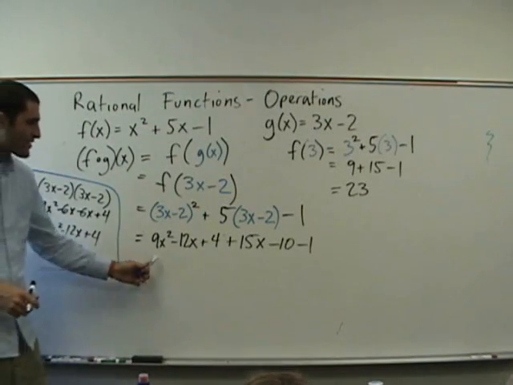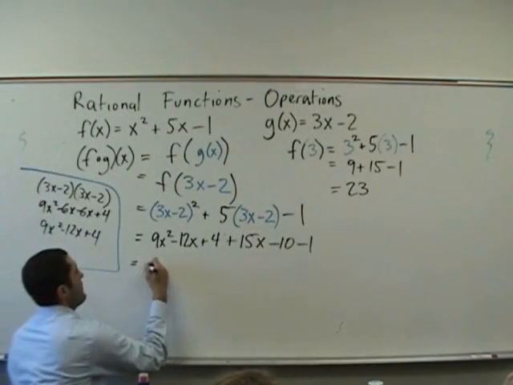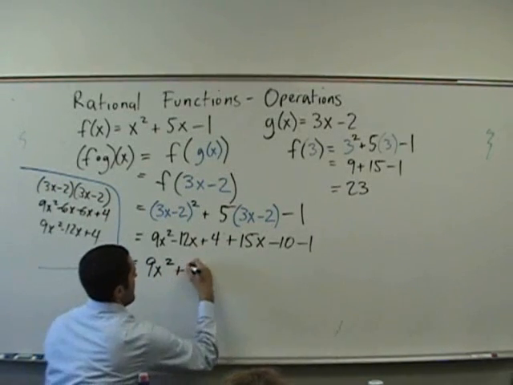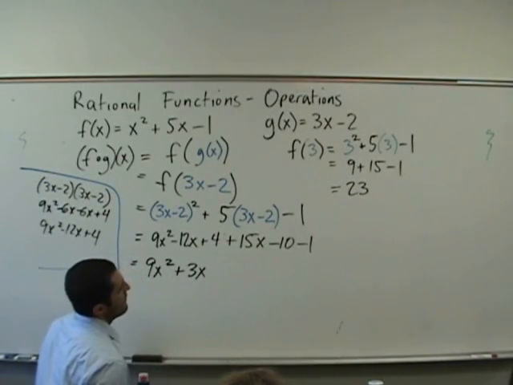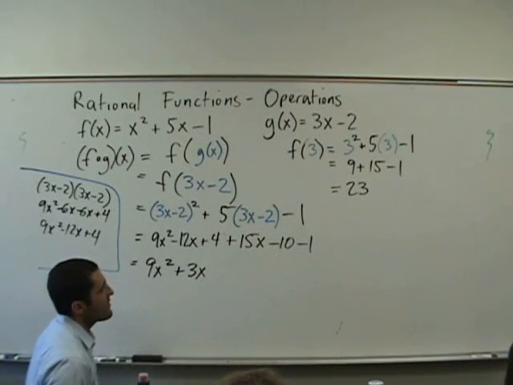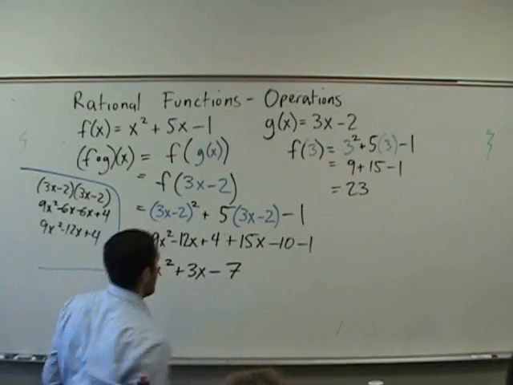Okay, combining like terms, there's only one x squared term: 9x squared. Plus 15x minus 12x is plus 3x. 4 minus 10 is negative 6, minus 1 is negative 7.